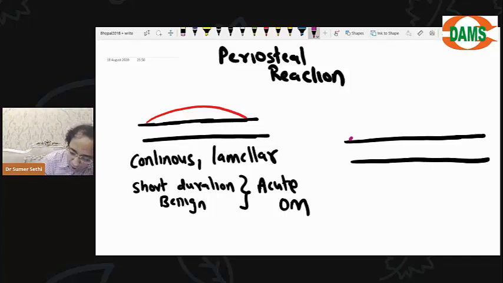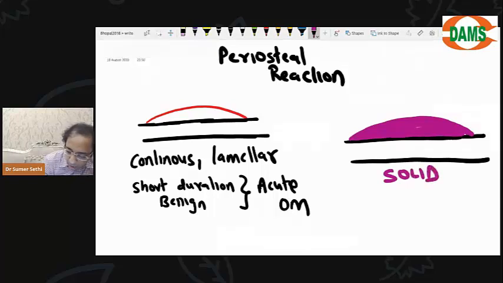If it is a long-standing chronic disorder, the periosteum which has elevated will form new bone below it. This is called as solid periosteal reaction, typically seen in long-standing benign disorders like chronic osteomyelitis.